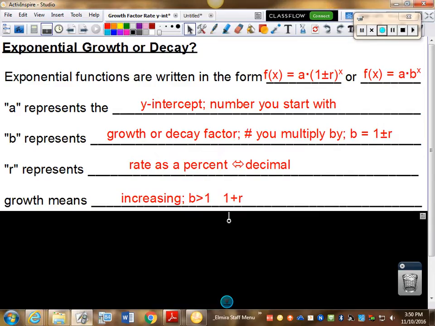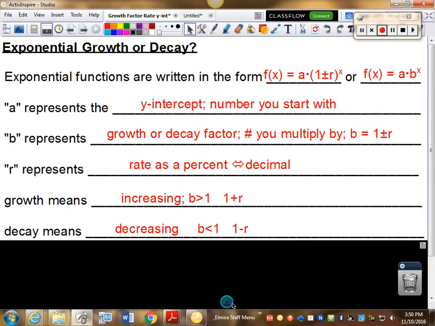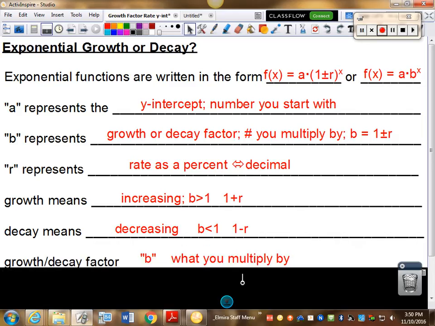Growth means that your data is increasing. It means that your B value is greater than 1, or that you're doing 1 plus R in the parentheses. Decay means that your data is decreasing. It means that your B value is less than 1, and that you're doing 1 take away R, 1 minus R.